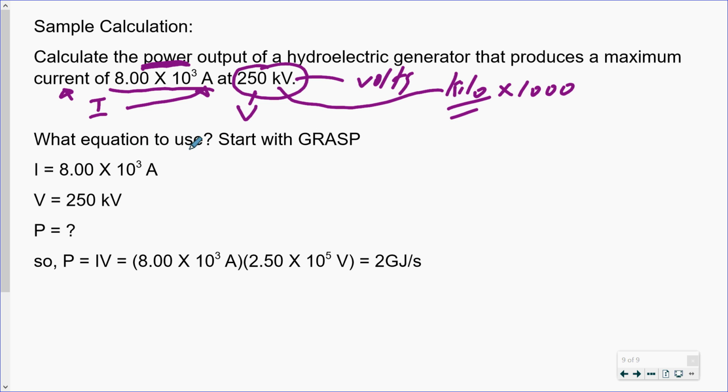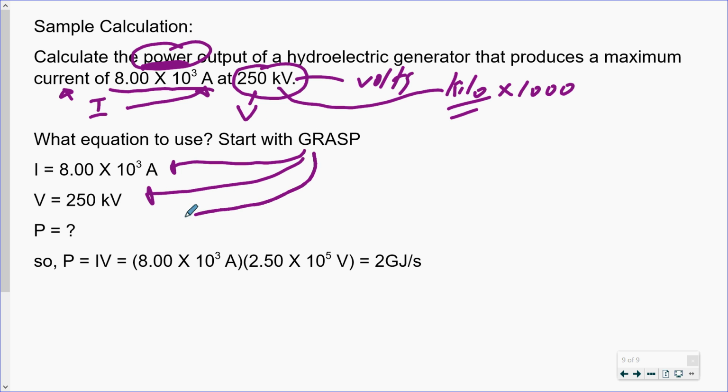So what equation do you use? Well, it all comes from the given information. What we're just told is that our given information is this. This tells us what's required. That's what we're trying to find out.